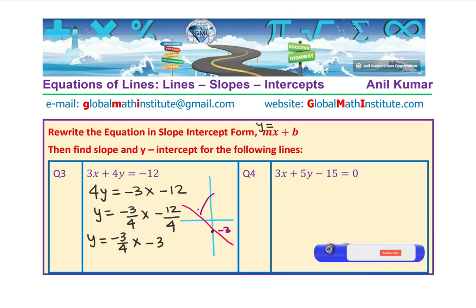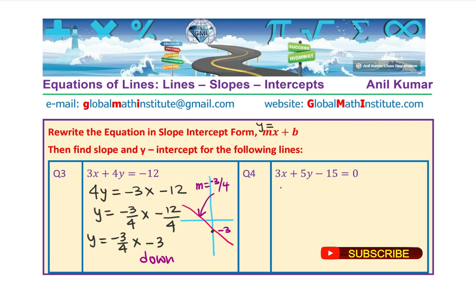And the gradient or the slope m is minus 3 by 4. Me going downwards, right? So this goes downwards. So the gradient is negative. Perfect. Let's do the next one, which is 3x plus 5y minus 15 equals 0.